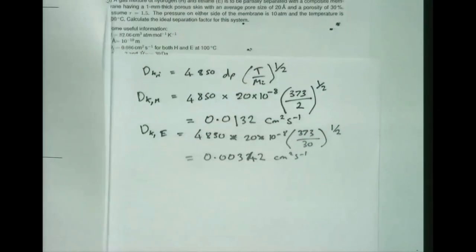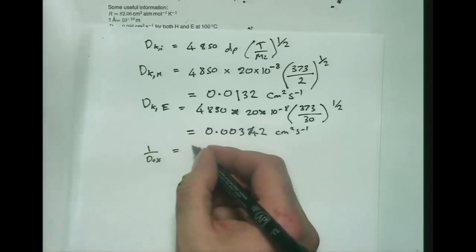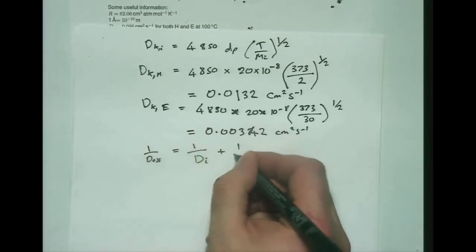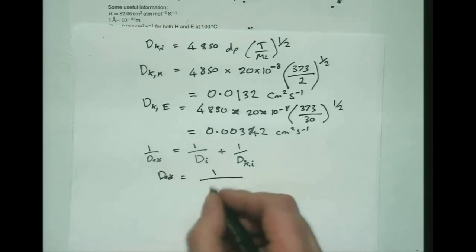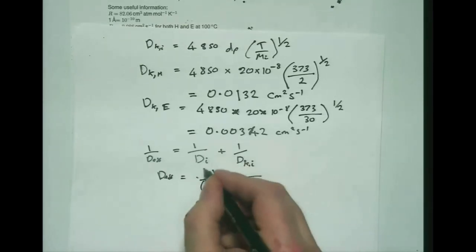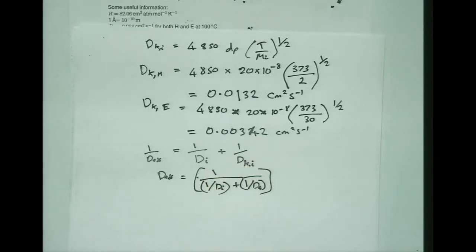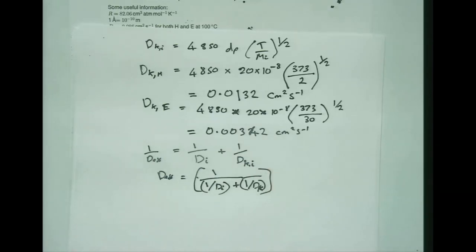So just to break it down, if you remember that equation, then that's where we get that term from. So that's our effective diffusion coefficient. We can calculate that value for both the hydrogen and the ethane.